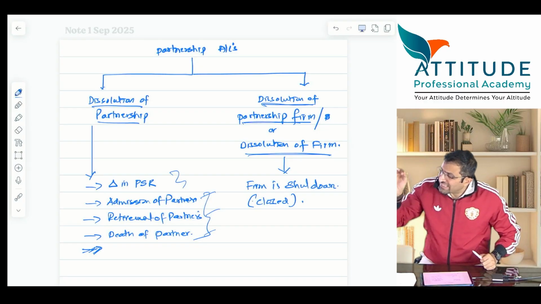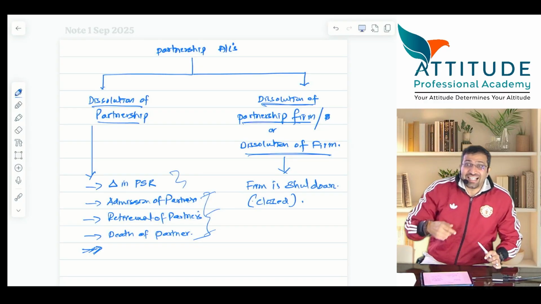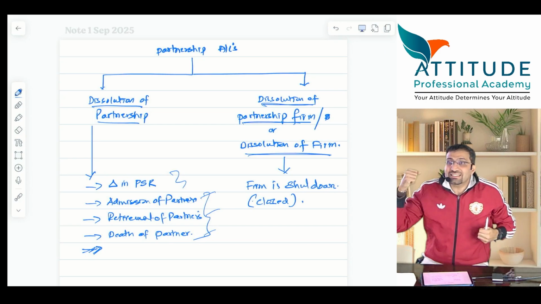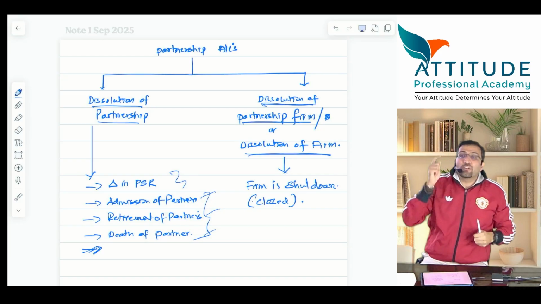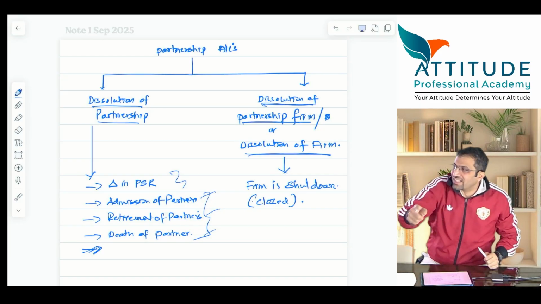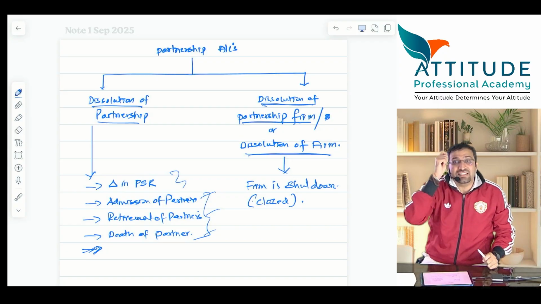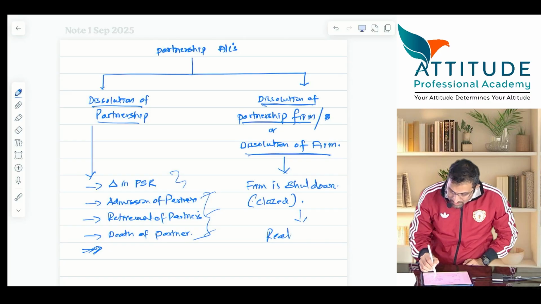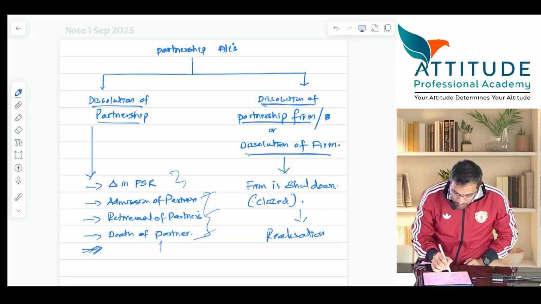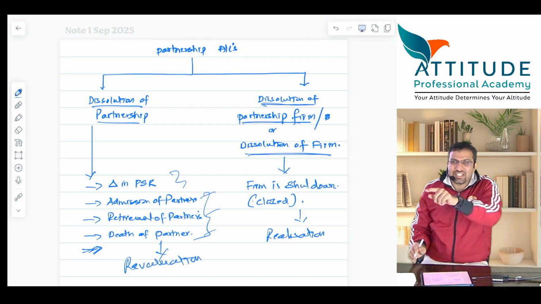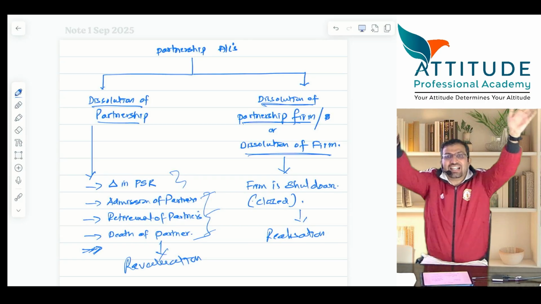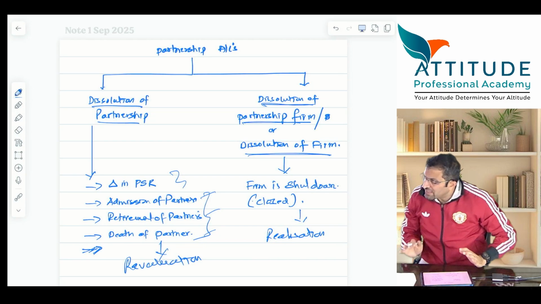Have you ever wondered why that word realization is given? Reason is assets are sold, money is realized. Tell me. Assets are sold, money is realized. That is why you open what account? Realization account. Assets are realized, liabilities are paid off. That is why here you open realization account. And here you open revaluation account. Why revaluation account? I'll tell you later on. But realization, you understood why realization account is to be opened? Because the firm is completely shut down. Is that clear? Up till here the things are very much clear.